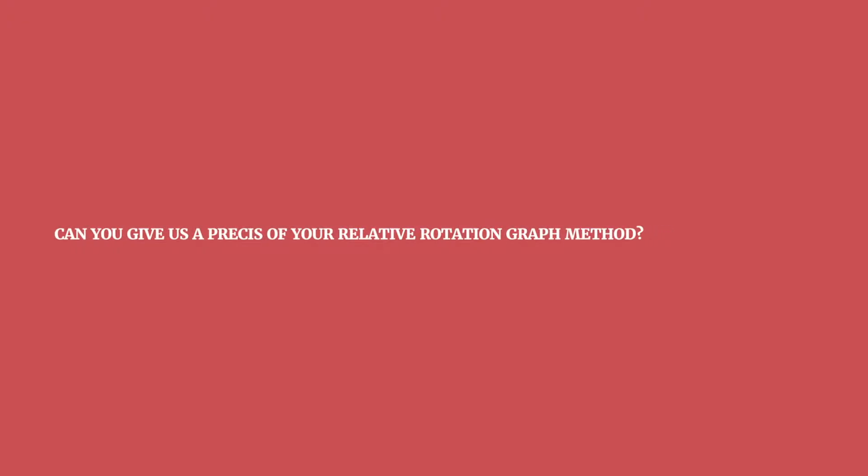Yes, the relative rotation graphs is a dynamic scattergram. And what it allows us to do is to see easily lots of data, lots of different charts in one chart. So it's many charts in one chart. So you can literally look at 200 charts, but in one picture.